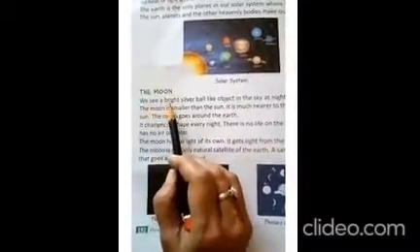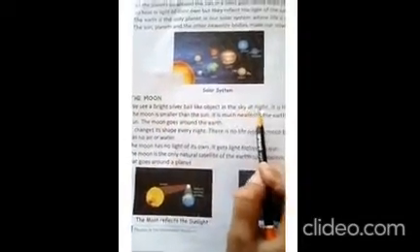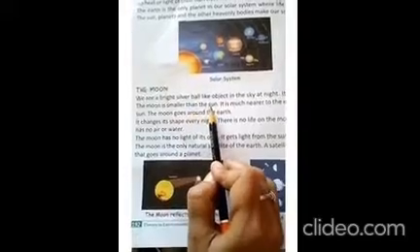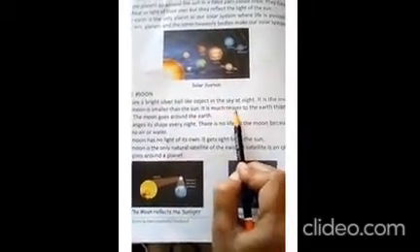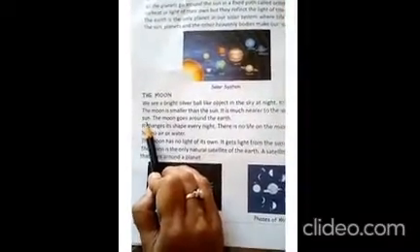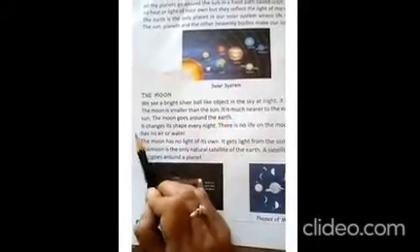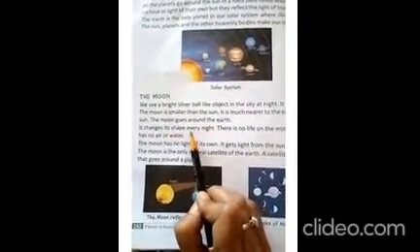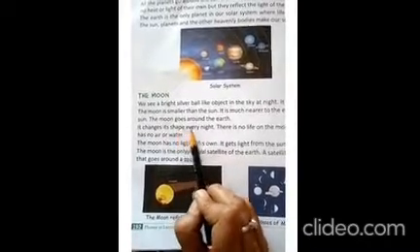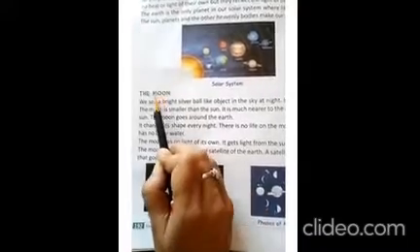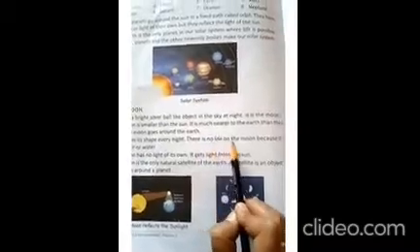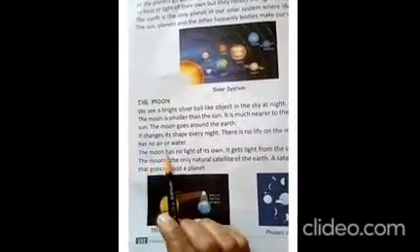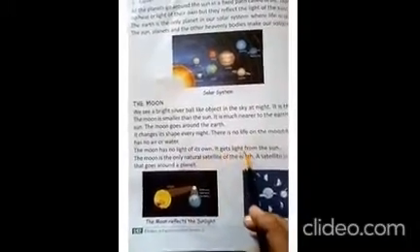The Moon. We see a bright silver ball-like object in the sky at night. It is the Moon. The Moon is smaller than the Sun. It is much nearer to the Earth than the Sun. The Moon goes round the Earth. It changes its shape every night. Now, if I ask you which heavenly body changes its shape every night, what will be the answer? Yes, the Moon. Now, there is no life on the Moon because it has no air or water. The Moon has no light of its own. It gets light from the Sun.